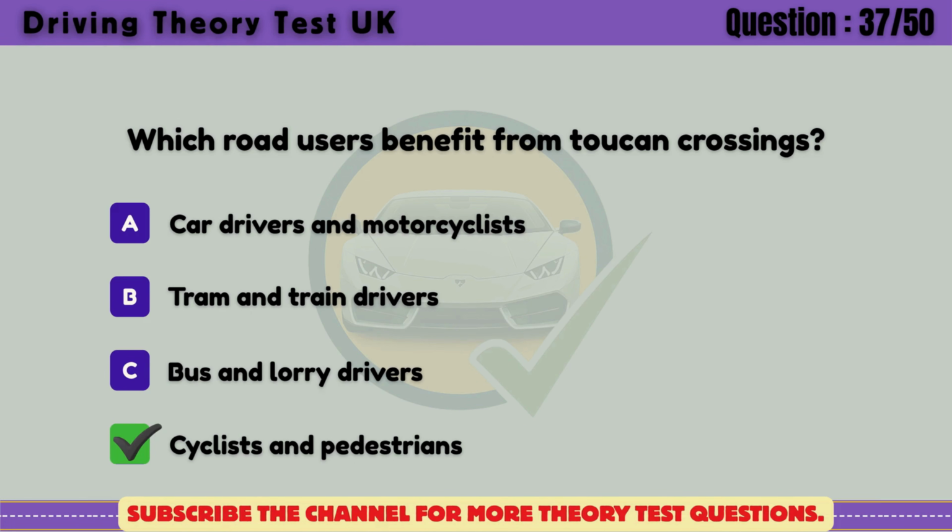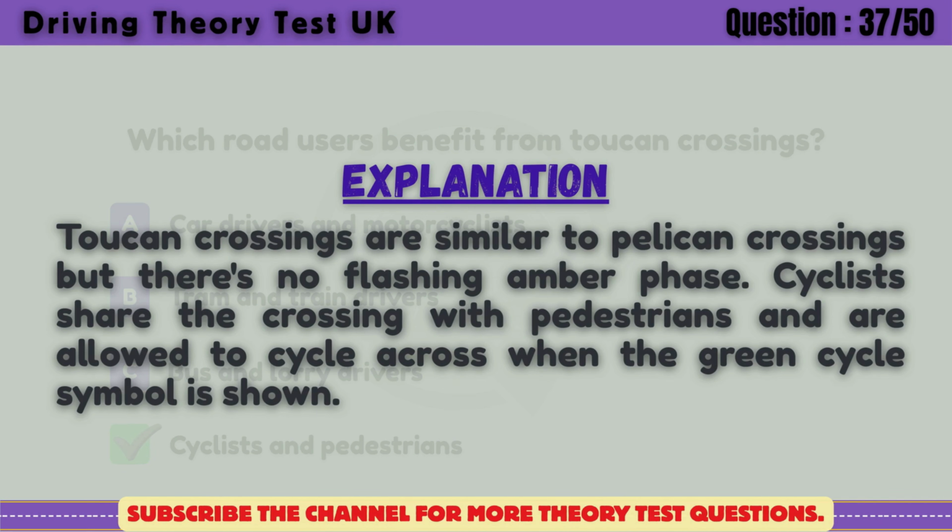Answer is D. Cyclists and pedestrians. Toucan crossings are similar to pelican crossings, but there's no flashing amber phase. Cyclists share the crossing with pedestrians and are allowed to cycle across when the green cycle symbol is shown.